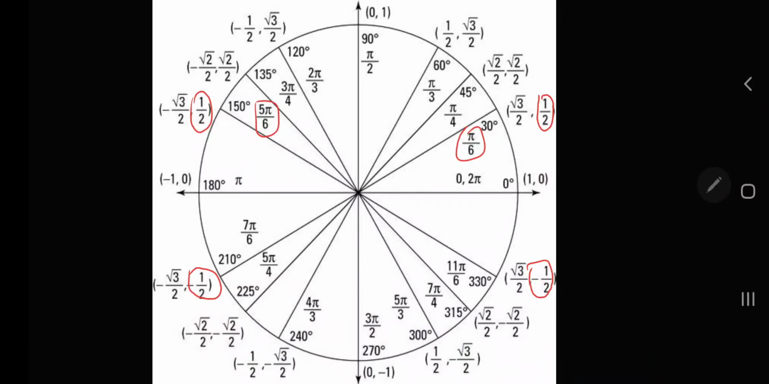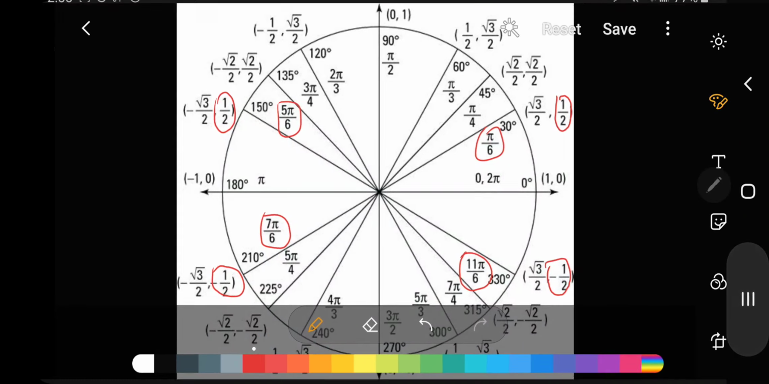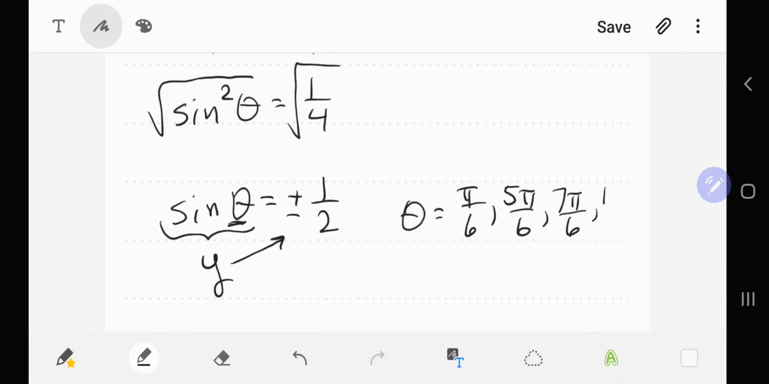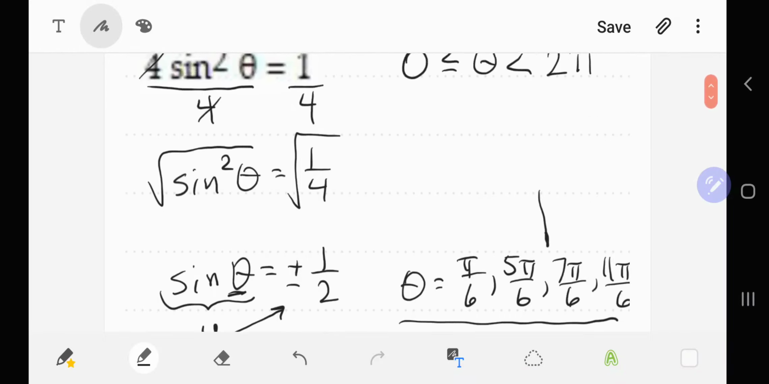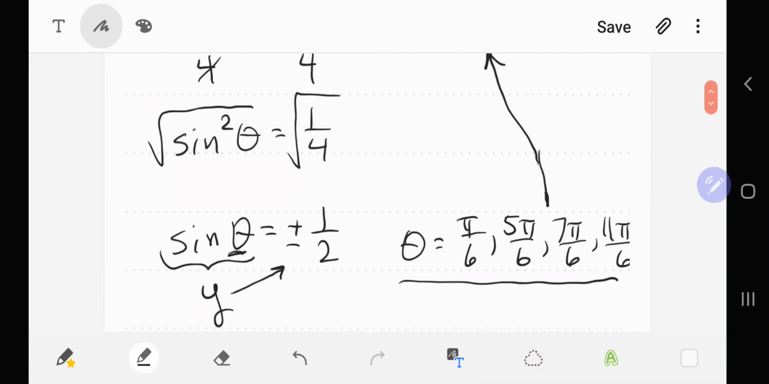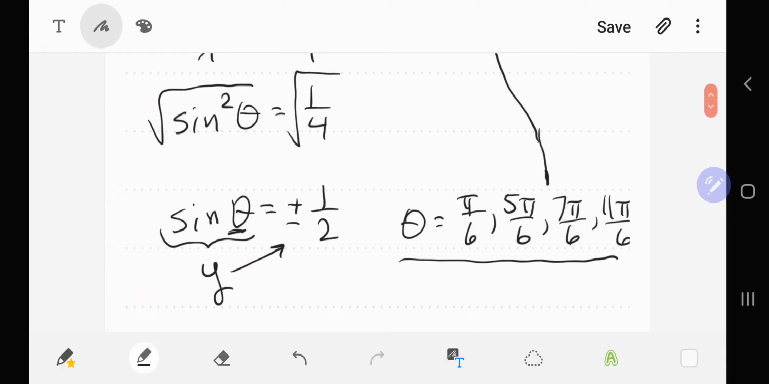So there's 4 solutions to this equation, and those answers are going to be pi over 6, 5 pi over 6, 7 pi over 6, and 11 pi over 6. So let's write those down again. Theta in this case is going to be pi over 6, 5 pi over 6, 7 pi over 6, and 11 pi over 6. And that's all of the angles that are within this range from 0 to 2 pi that are going to satisfy this equation.